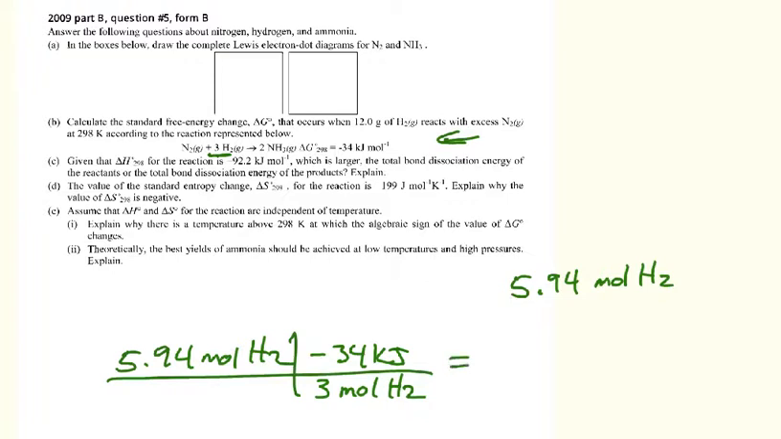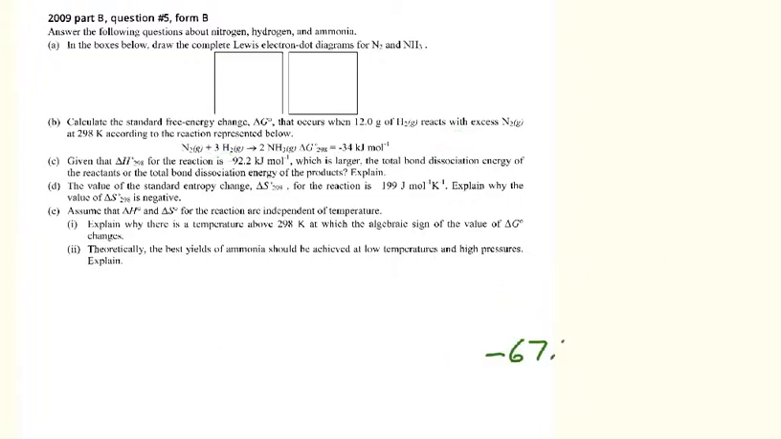And so when we calculate that out, we get negative 67.32. And we should think about significant figures. The delta G had 2 in it. Our mass had 3. So I think we're going to report it to 2 significant figures. Negative 67 kilojoules.